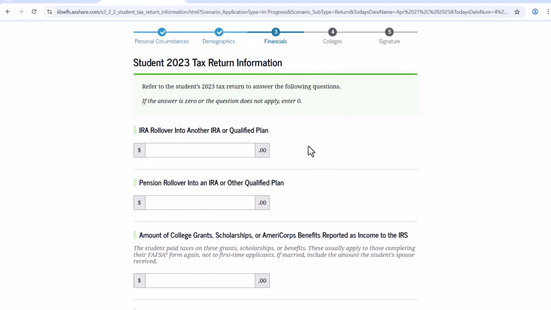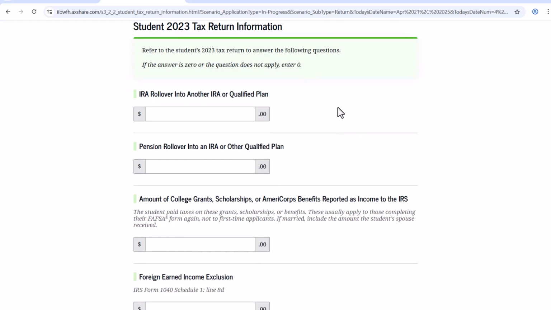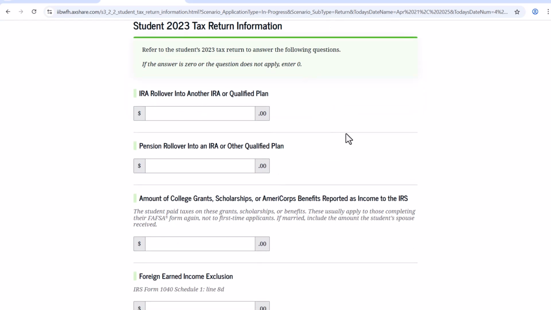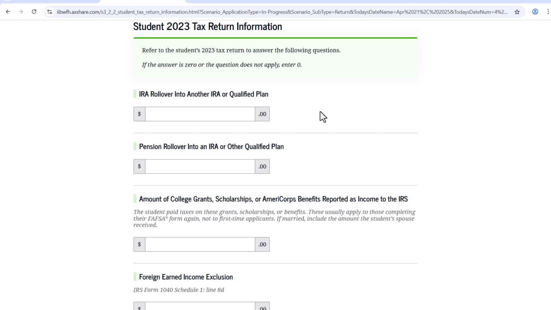From there, it is wanting us to enter in the student's 2023 tax return information. If this is a high school student going into their freshman year of high school, they probably have not completed or have ever filed taxes. And if that's the case, that's no problem. They would just need to enter in 0 for every question that does not apply.